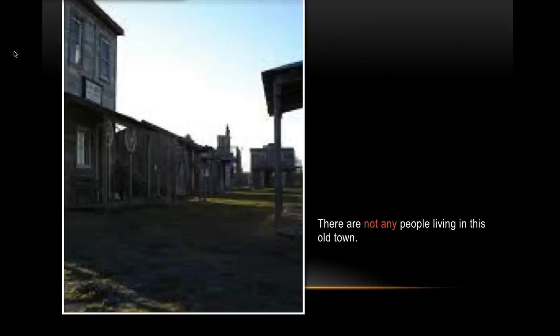Here's a picture of a ghost town where there's no people. There are not any people living in this old town. So there's zero amounts of people, so we would use not any.